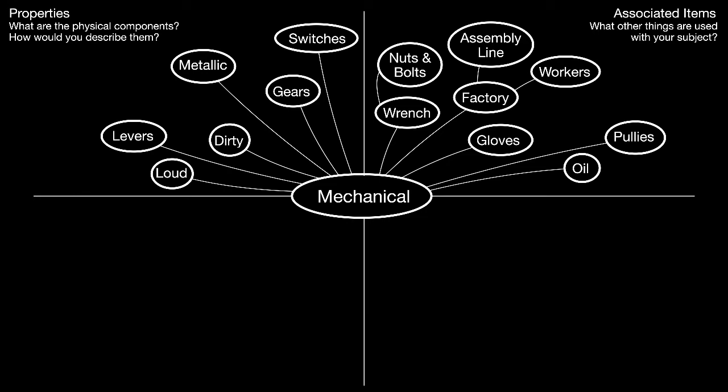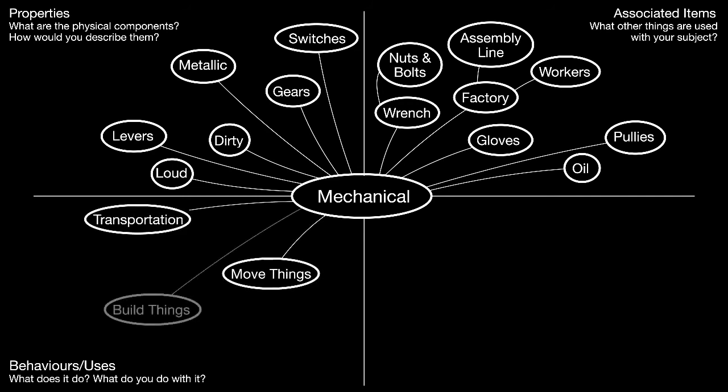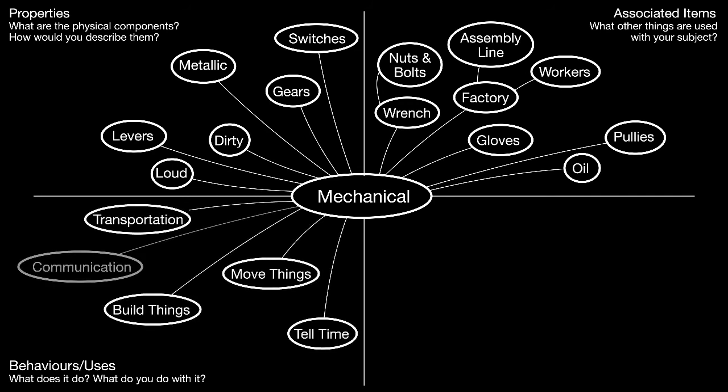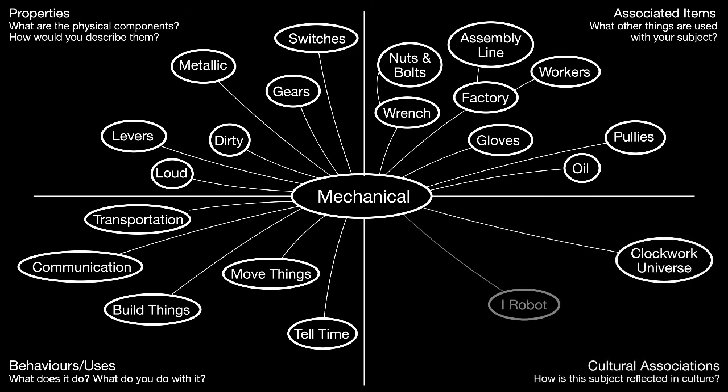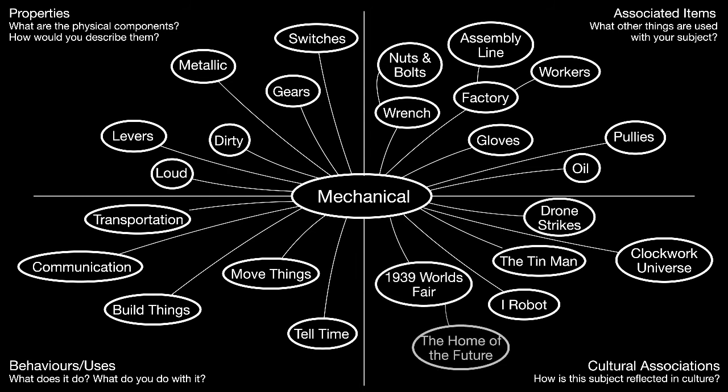The next category that I like to include are the behaviors or uses. The more specific the item you're exploring, the easier this section would be. The last section that I'd like to explore are the cultural associations with this subject. What I have here is just the beginning. For this to be a successful exercise, we need to include way more than what I have here.